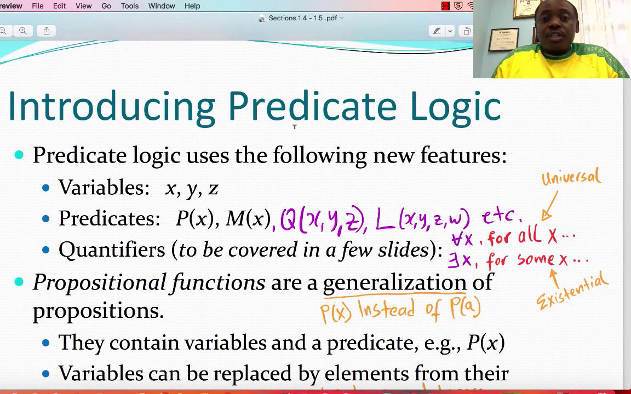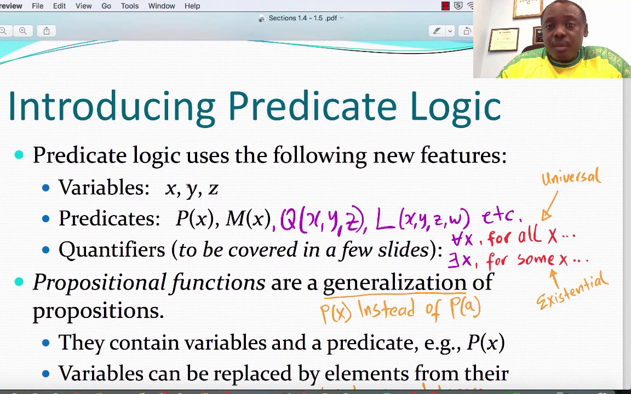This brings us to what is known as predicate logic, and we shall define a few terms. Predicate logic uses the following new features. Number one, variables: X, Y, Z, omega, and so on and so forth. Lowercase letters would be variables. Next are predicates. If you've done functions, predicates are just functions. Predicates, P of X, M of X, all of these are uppercase letters. Q of X, Y, Z means Q is a predicate and the variables that go with the predicate would be X, Y, Z. L could have the variables X, Y, Z, omega. So a predicate could actually have so many variables.